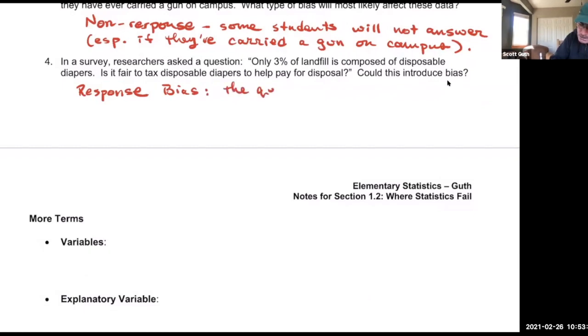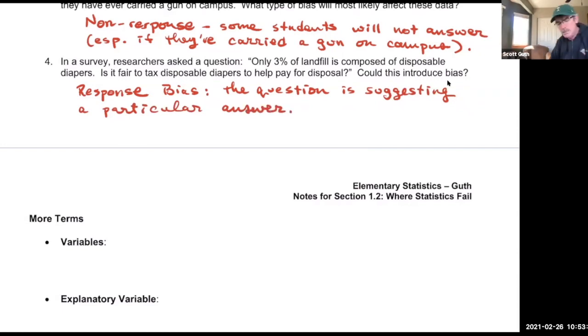The question is suggesting it's not fair. Okay, I'm going to say the question is suggesting a particular answer. Now, it might be good to know that it's only 3%, but you should give balanced information. So I'm going to say it this way: if information is given, it should not be one-sided.